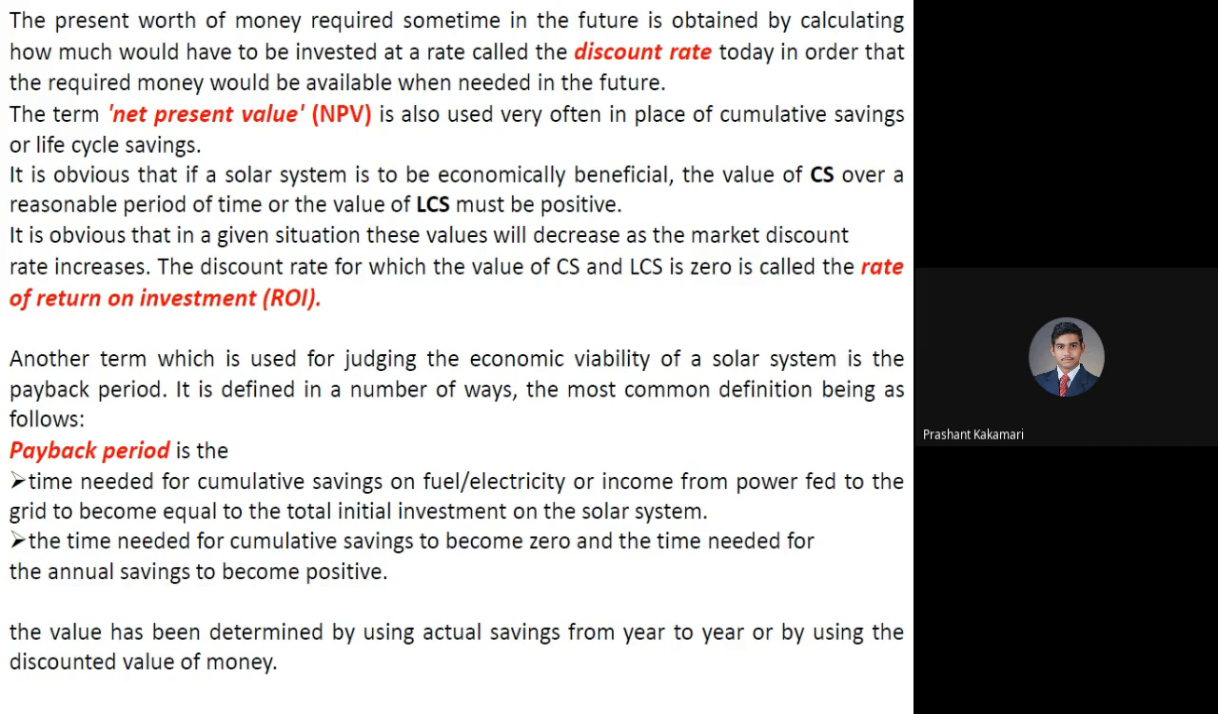Or else we can define it like this: the time needed for cumulative savings to become zero, and the time needed for annual savings to become zero. So the profit is a positive line, but until what time is it taking, until what time the payback of the initial investment is possible from all the cumulative savings. So if the profit of the solar system is the same as the initial investment of the complete system, if you take that point of time, you can tell it as the payback period.